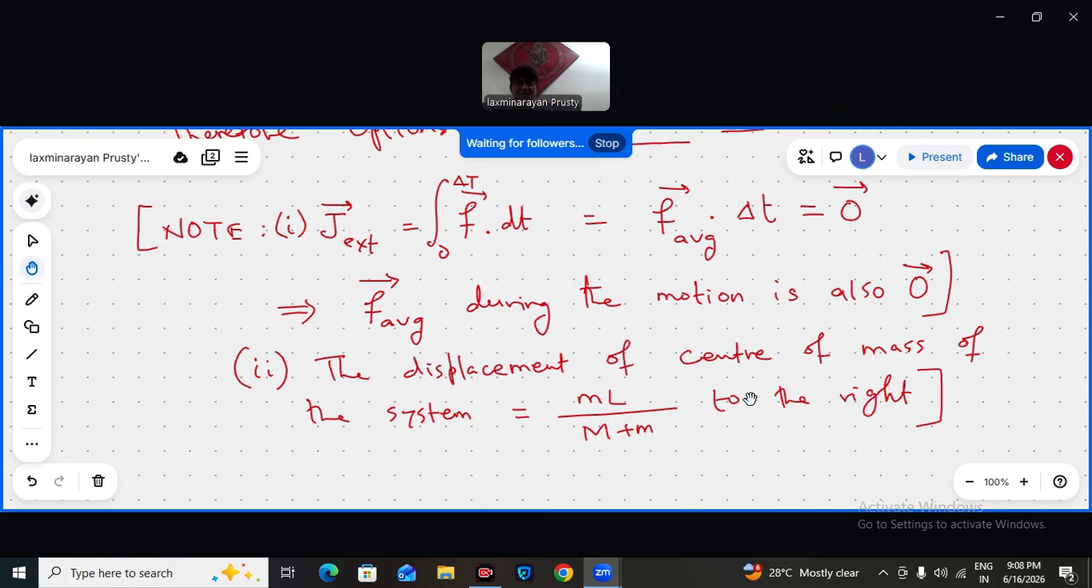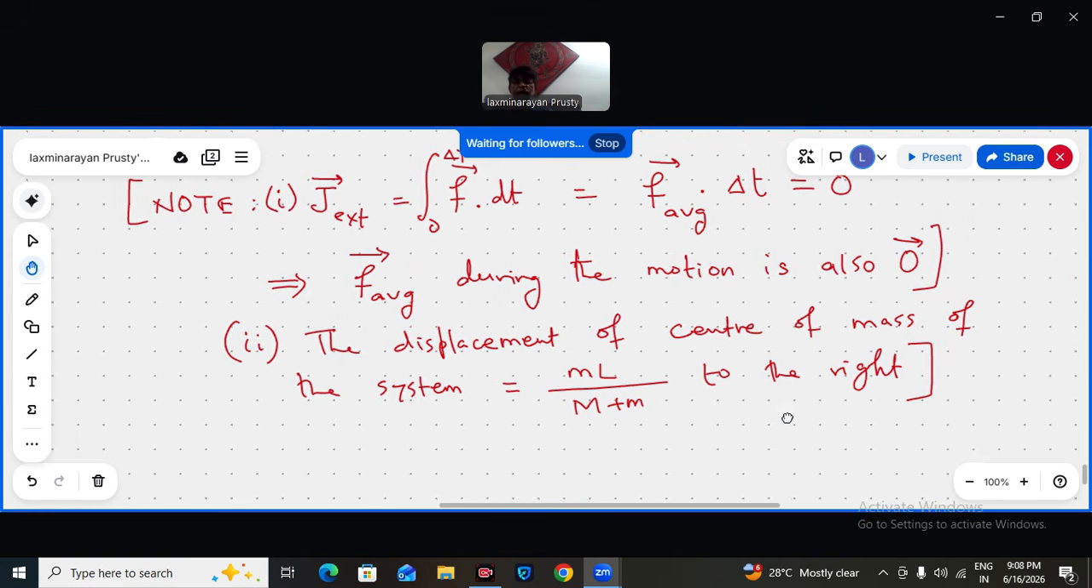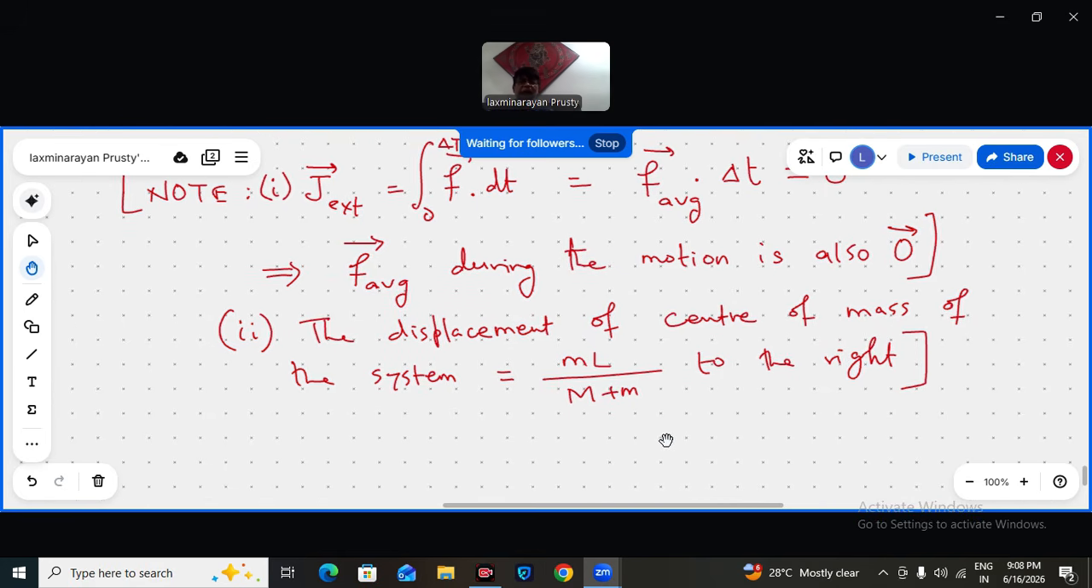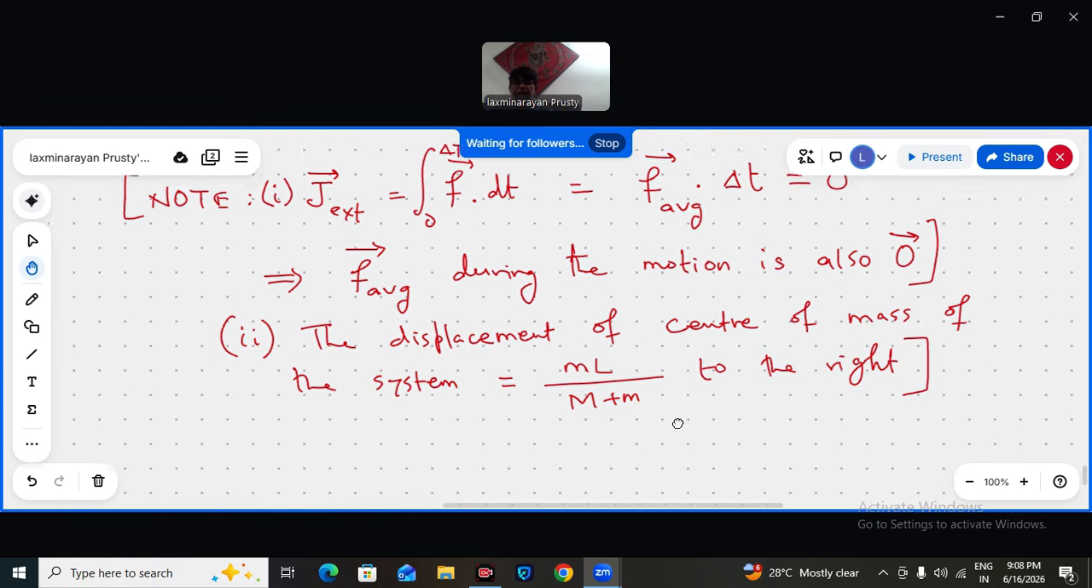So what is the displacement of the center of mass? Small m L divided by capital M plus small m, to the right. Because the man has displaced L to the right with respect to the ground, and the plank has not displaced at all. So the displacement of the center of mass with respect to the ground is small m into L divided by M plus m, to the right. You have to keep these two things in mind. If this comes in the options anywhere, you will not have any difficulty solving it. Okay, am I clear? Tell me if something is difficult.